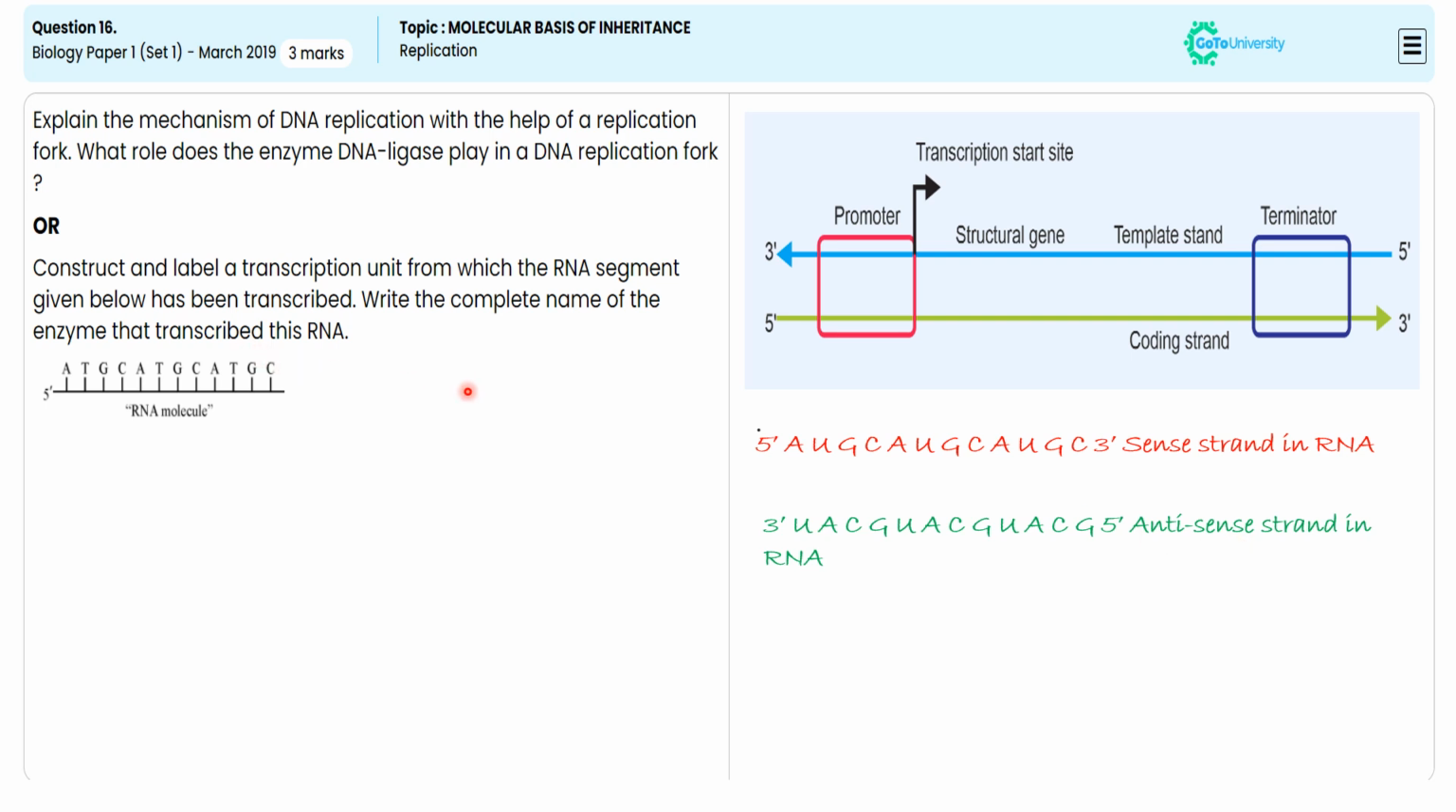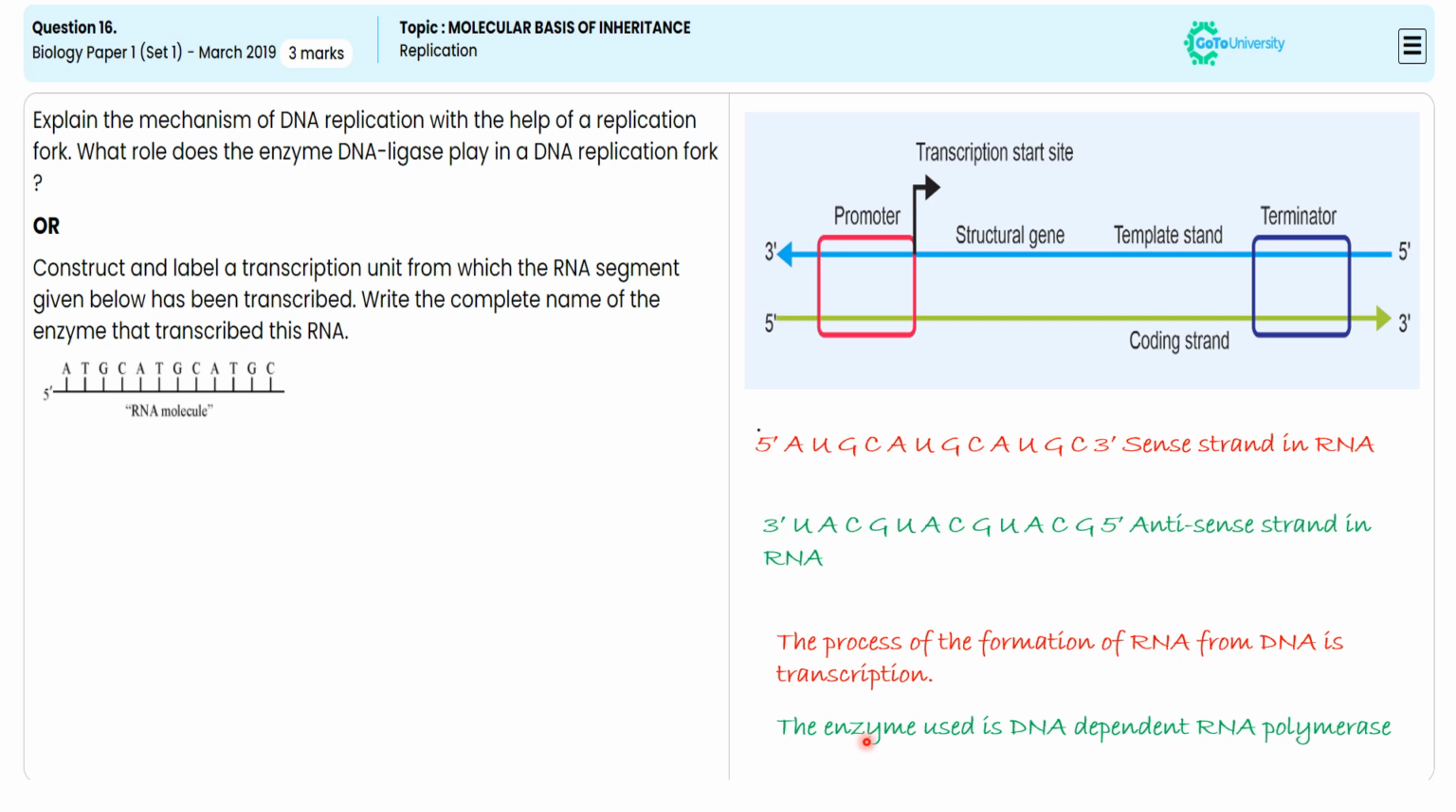For specifying the complete name of the enzyme involved in this transcription process, we illustrate that the formation of RNA from DNA in this transcription process is because of the enzyme DNA-dependent RNA polymerase, or RNA polymerase. This gives another 1 mark. In this way, we are satisfying the overall 3-mark demand of the second optional subjective question.